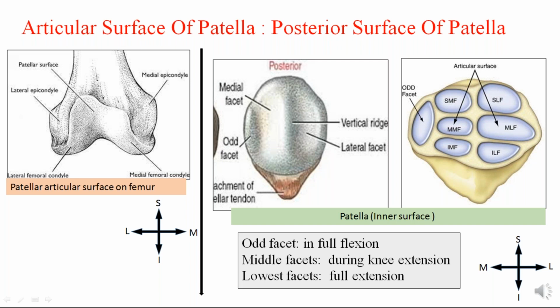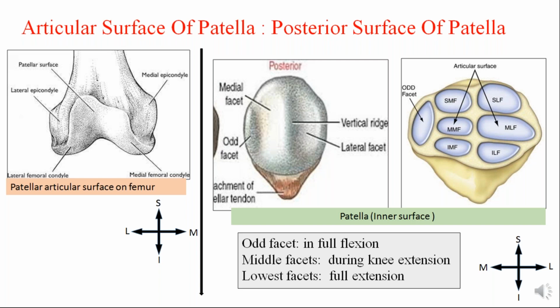The superior one on the medial side is called the superior medial facet. This is the superior lateral facet. This is the medial middle facet. This is the middle lateral facet. This is the inferior medial facet, and the inferior lateral facet. So these particular facets are going to articulate with the patellar surface of the femur. During full extension, the lowest facets are articulating. The odd facet articulates in the full flexion position.